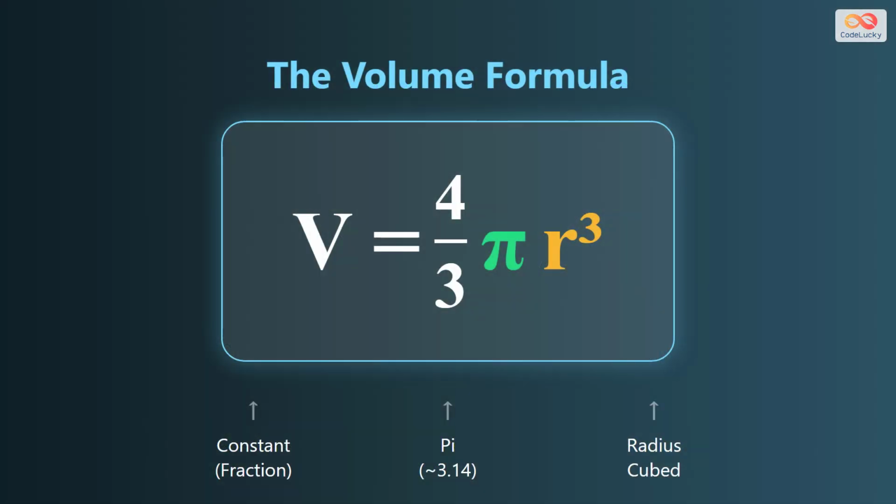Here is the formula for calculating the volume of a sphere. Volume equals 4/3 multiplied by pi multiplied by the radius cubed. It might look complex, but it is just 3 parts multiplied together.